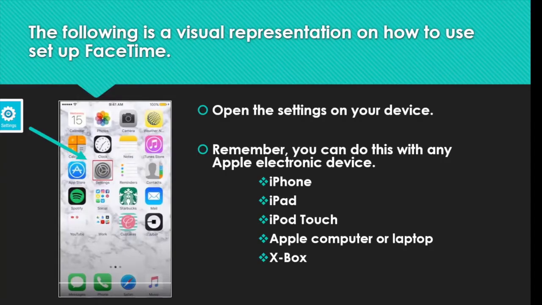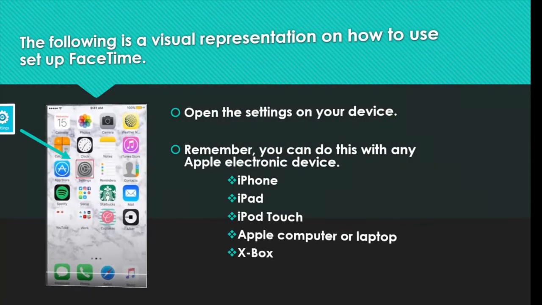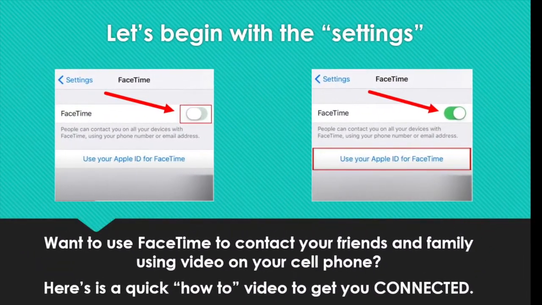So this is a visual representation on how to set up FaceTime. Again, you have to go to your settings, open it up on your device, and make sure that you do the following, which is use your slider. As you can see on the left-hand side of the screen, it is not on green, and the right-hand side of the screen, it is. That's what you want it on. You need to slide it to green so you can get connected to FaceTime.